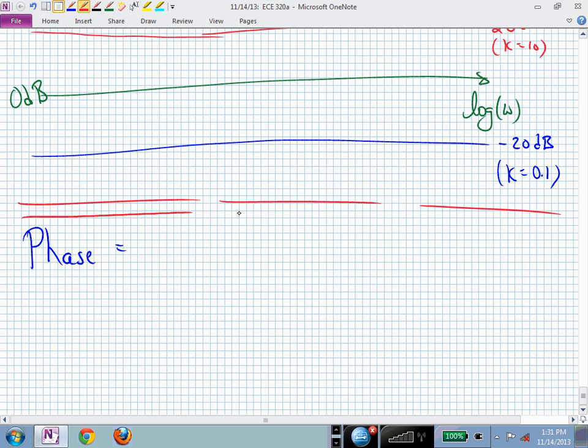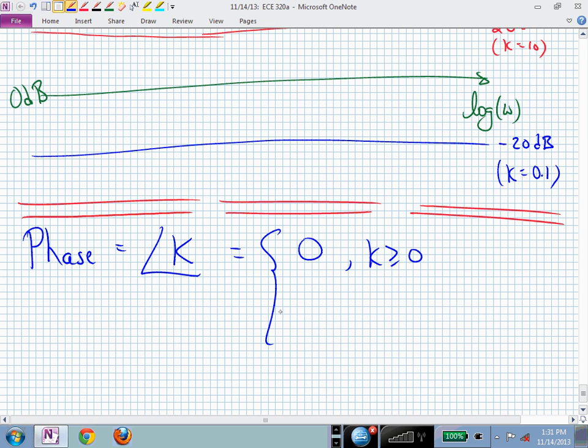So there's the first plot, the magnitude. Now we're looking at the phase of this constant K. You're going, well, it was a constant. But remember, it could have had a negative sign. So now it could either be 0 if K was non-negative, or it could be minus 180 if K is less than 0, and it's going to be this value, either 0 or minus 180 for all omega.